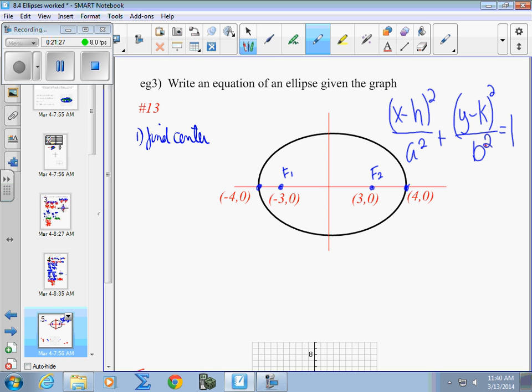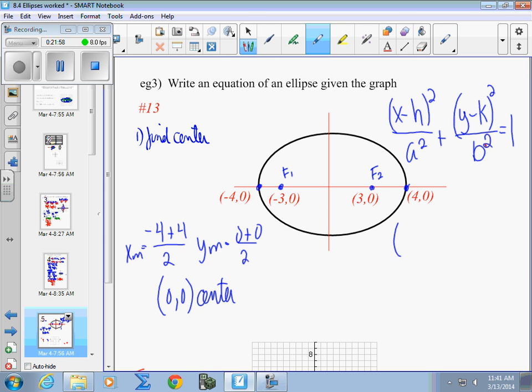First thing we need to do is find the center. I'll remind you that the center is the midpoint from endpoint to endpoint, or foci to foci. So if we were asked to find the center, we would say -4 plus 4 divided by 2, 0 plus 0 divided by 2. So we have the center at 0, 0. So over here, we would say (x minus 0) squared plus (y minus 0) squared is 1. And then we have to determine what a squared and b squared are.